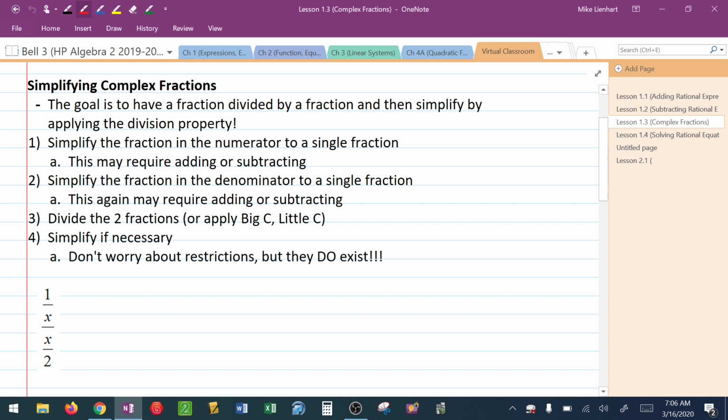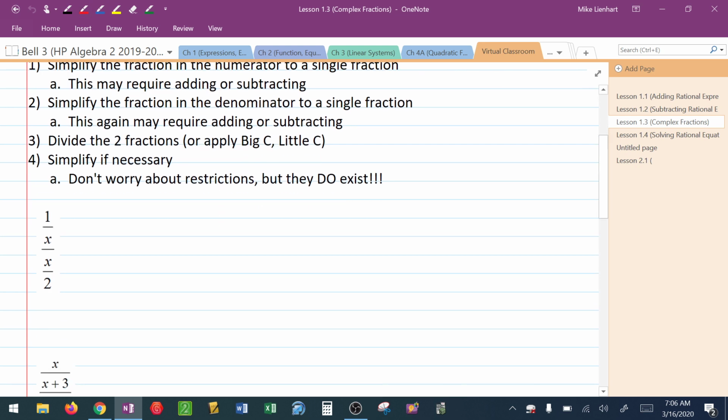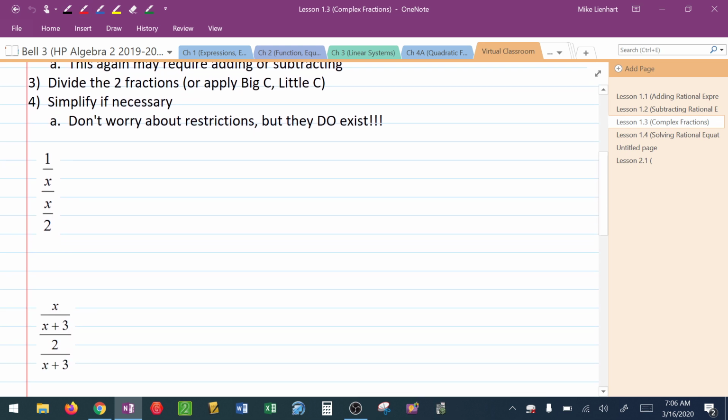Or the way I like to do it is I do big C, little c. All right. And then finally, if necessary, simplify. So if you can simplify, simplify. For this particular section, let's not worry about restrictions. All right. They do exist, but let's not worry about them.